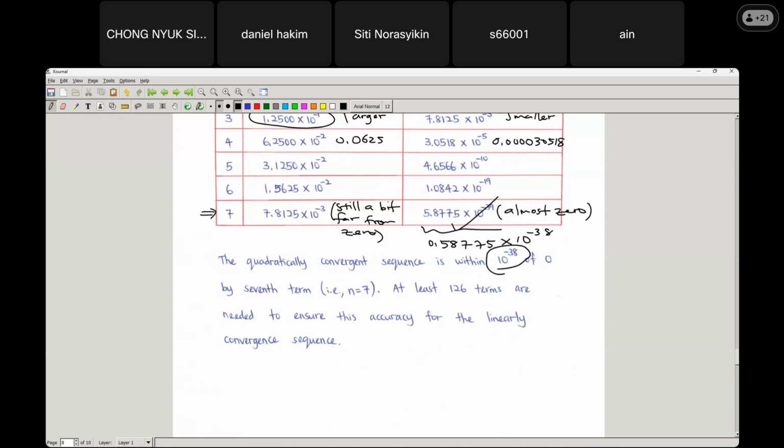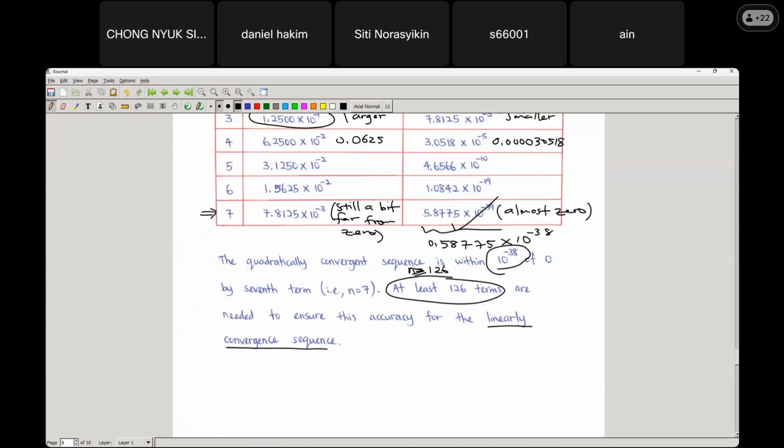So in this case, the quadratic convergence sequence converges much faster compared to the linear convergence sequence. Now, in order for the linear convergence sequence to converge to 10 power of negative 38, your n should be greater than or equal to 126. I'm not sure you want to do n greater than 126. I don't think you want to do that, right? So in this case, the quadratic convergence is the winner.